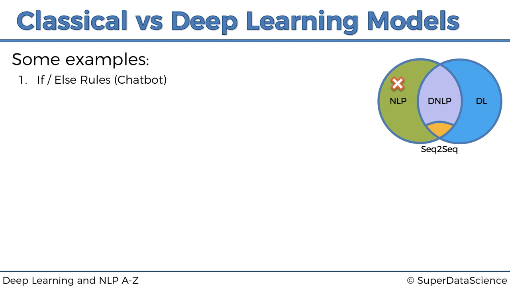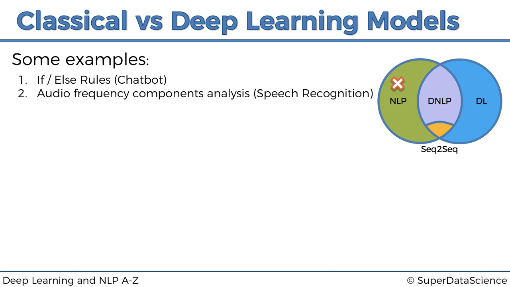The next natural language processing model we will look at is called audio frequency components analysis, and it's used for speech recognition and sits over here. So we're purposefully looking at different examples. So not just chatbots, we're looking at different applications. So you can see that NLP can be applied to speech recognition, and there used to be, or still are, algorithms that use non-deep learning methods for speech recognition, and one of them is audio frequency components analysis.